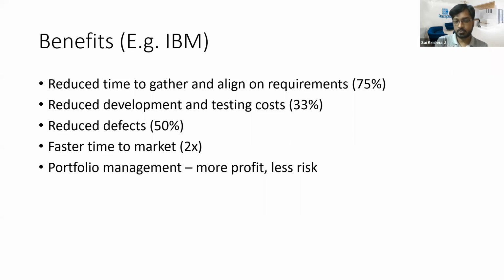So when you develop the final solution and go to them, it will be more or less exactly what they wanted. So there is little chance for you to go back and do a heavy amount of rework just because you didn't give something according to the client's expectations. And faster time to market: 2 times, they were able to bring the product onto the market quicker. And portfolio management, portfolio as in project portfolio, they were able to identify projects which would give them more profit for a significantly lower amount of risk. So these are all benefits that companies typically reap when they follow the design thinking process. So yeah, this is what I had for today.